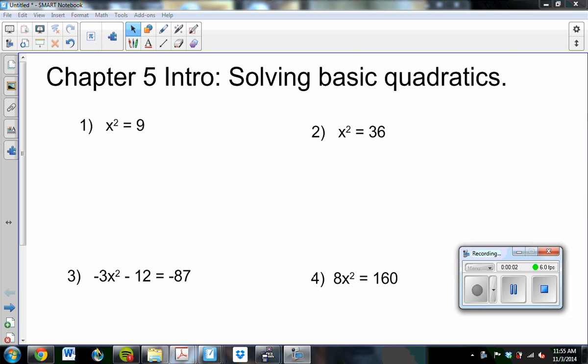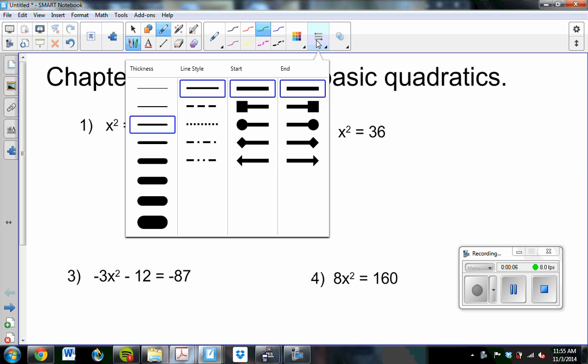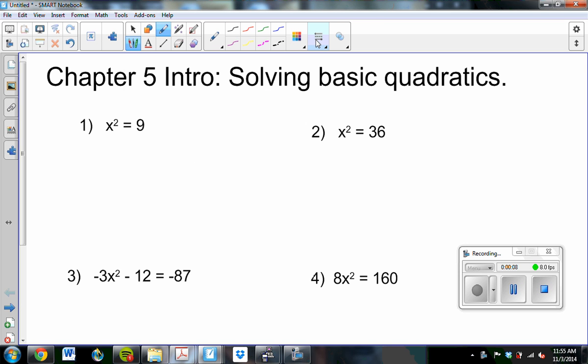A brief introductory video to Chapter 5, Quadratics. We'll just be talking about solving basic quadratics by square rooting. Should be pretty quick. I want to find what value for x makes this a true statement. What number squared equals 9?